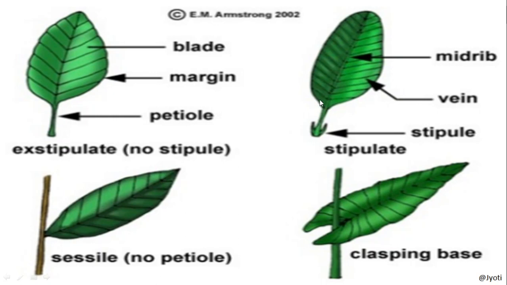Okay. And besides that, I can show you the sessile and clasping base. So as I have told you that if the petiole is present, then the leaf is called petiolated. But here you can see there is no petiole. Directly the leaf base is attached to the stem, and such leaf is called sessile. That means there is no petiole. But sometimes what happens, the leaf has been developed in such a way that it clasps the stem. It clasps the stem. So this is called clasping base of the leaf.